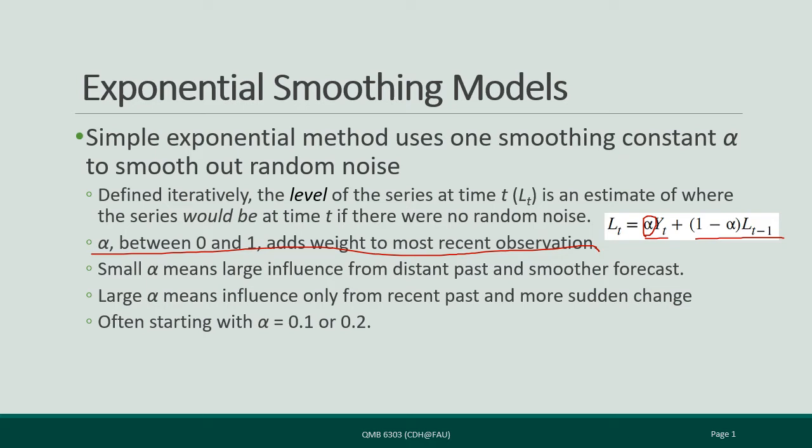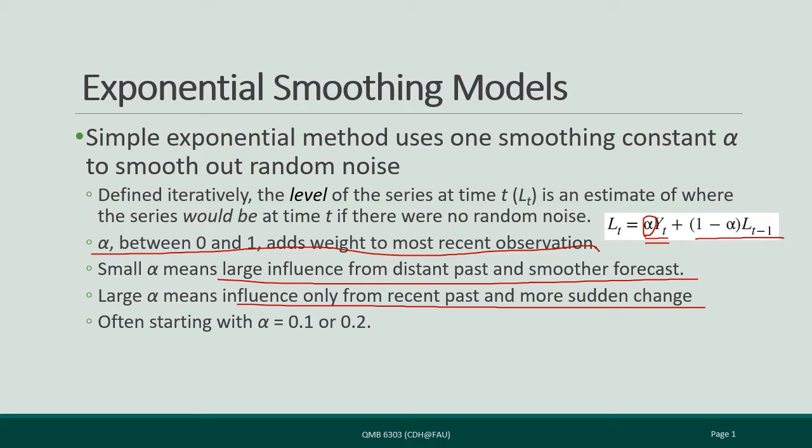If we use a smaller alpha, it means a larger influence from the distant past. When we have more and more observations added into the next prediction, the forecast is of course smoother. But if we use a very large alpha, look at this equation: if alpha is almost 1, then you're predicting the next observation to be almost the same as the previous observation, right? So a large alpha means influence comes only or mostly from the most recent past, so a lot more sudden changes are preserved.